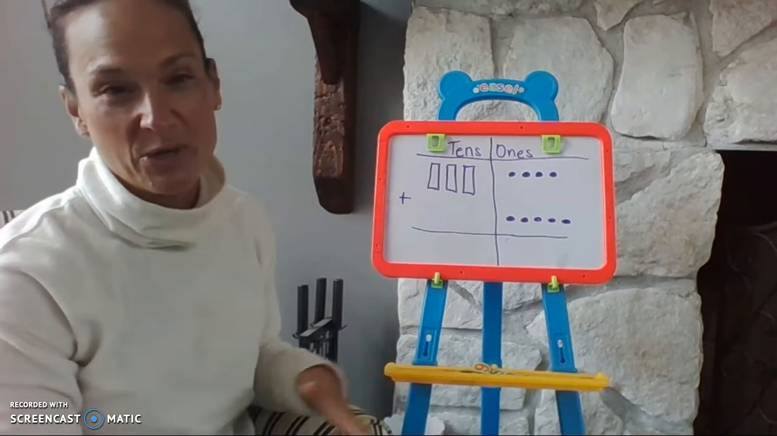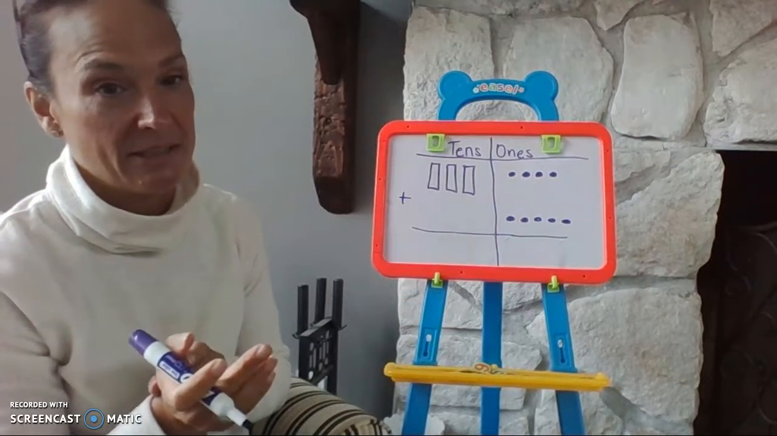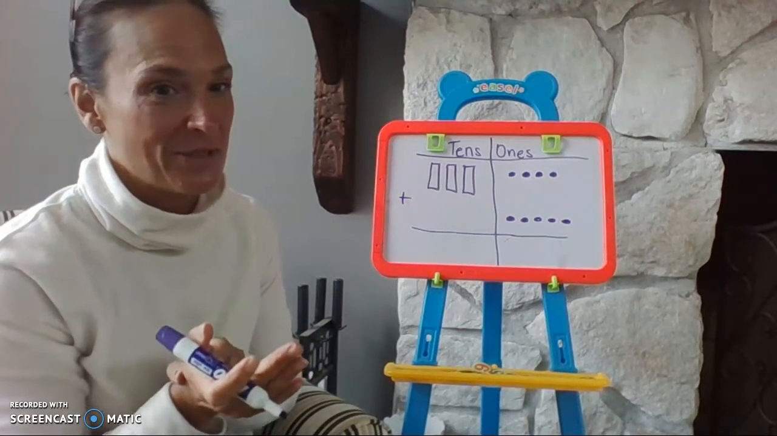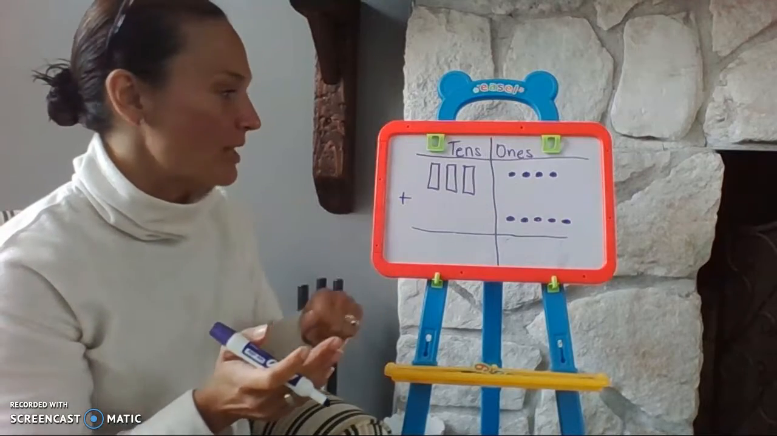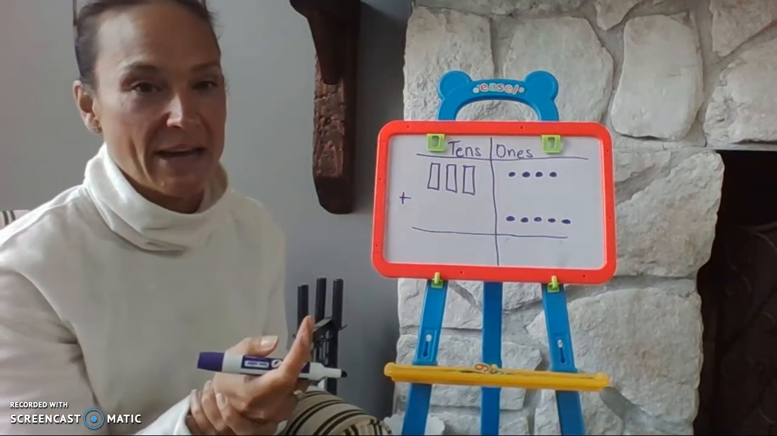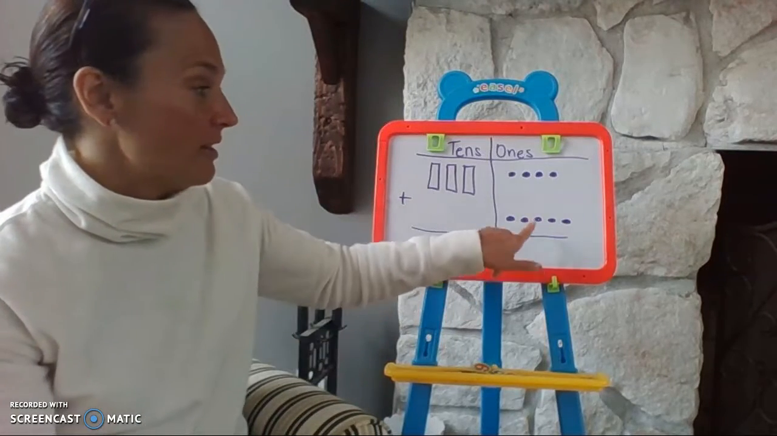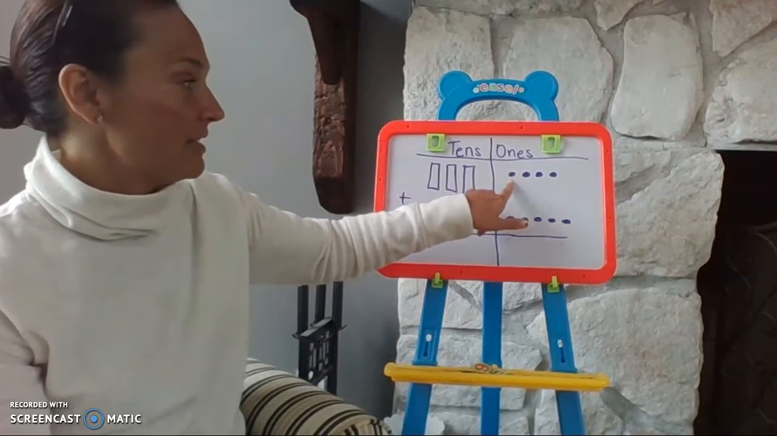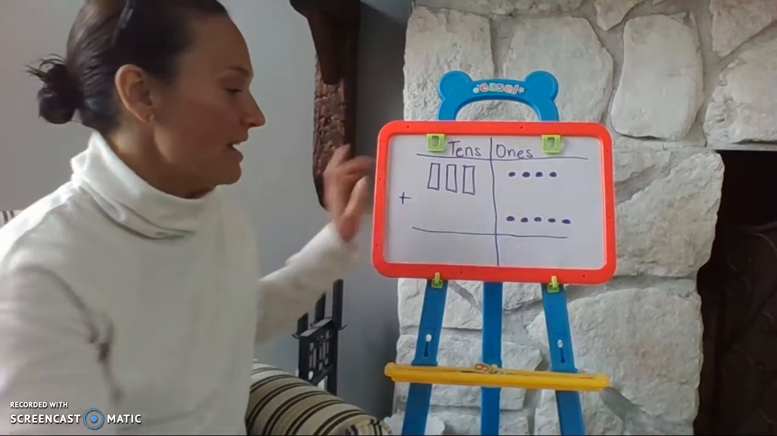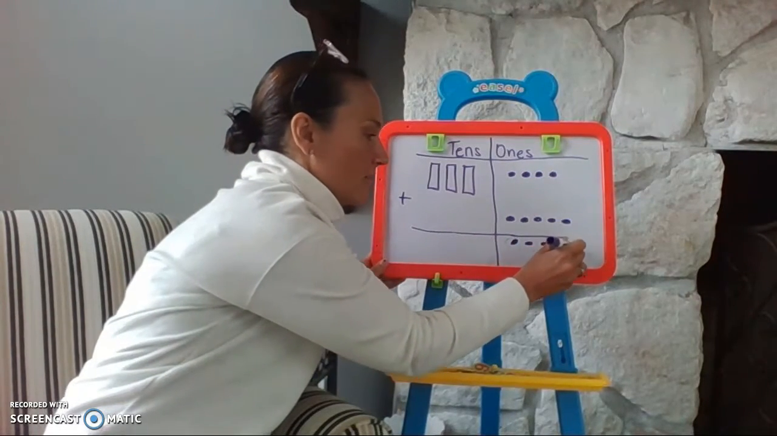So let's see, again, where do we start when we're adding? Do we start in the tens place or do we start in the ones place? Always, always, always, we start in the ones place. Come over to the ones. Do we start with the lower number or the higher number when we're adding? Exactly, we start with the higher number and we count on. Start with 5, 6, 7, 8, 9.